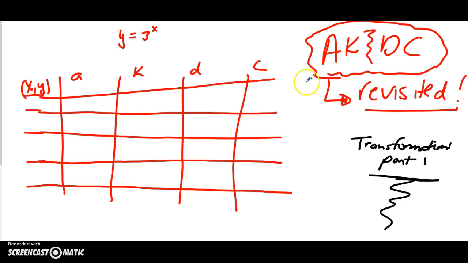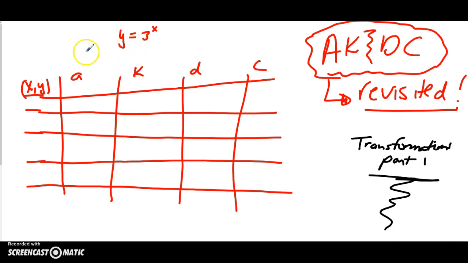All right, guys, AKDC Revisited. It's transformation once again. Second, I believe, of three different times we're going to see it in this course. You'll see it next year also. So AK and DC are transformations, and we're going to transform an exponential function.